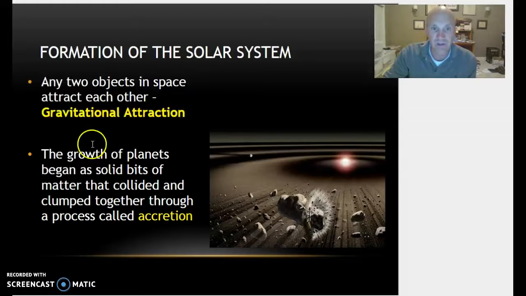All right. So this slide just goes over this concept that I just talked about. That when these small little bits of dust and gas were out there, all of those bits were attracted to each other through gravitational attraction. And when those things started to clump together, that process is called accretion.